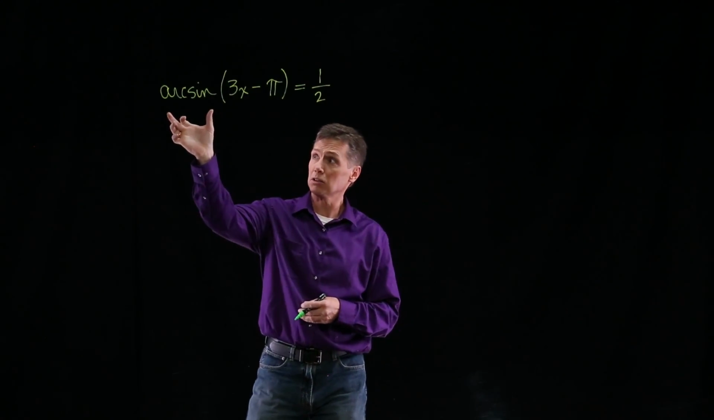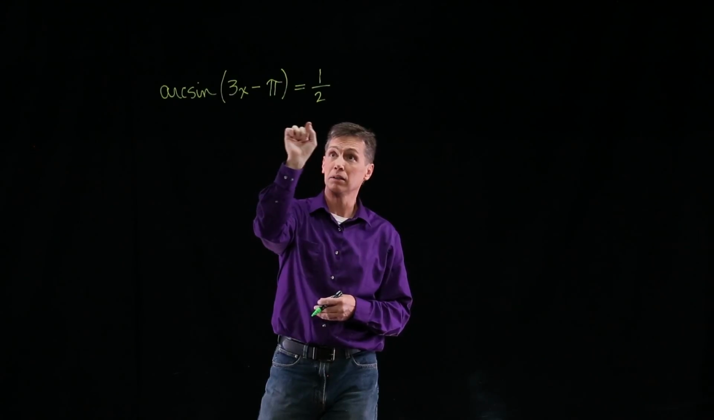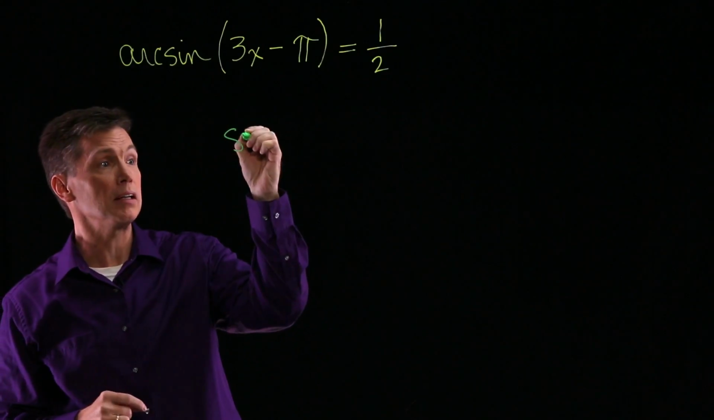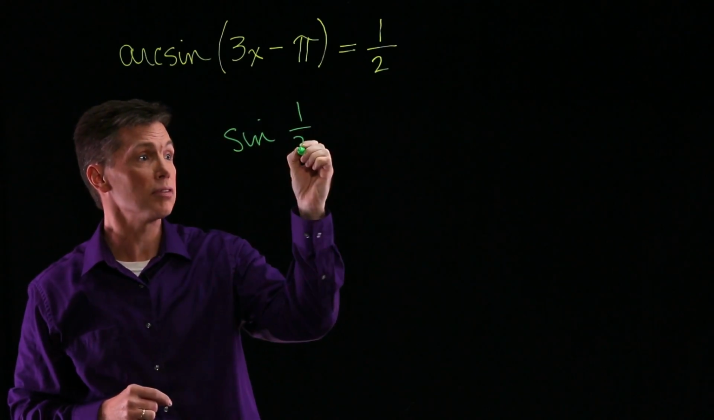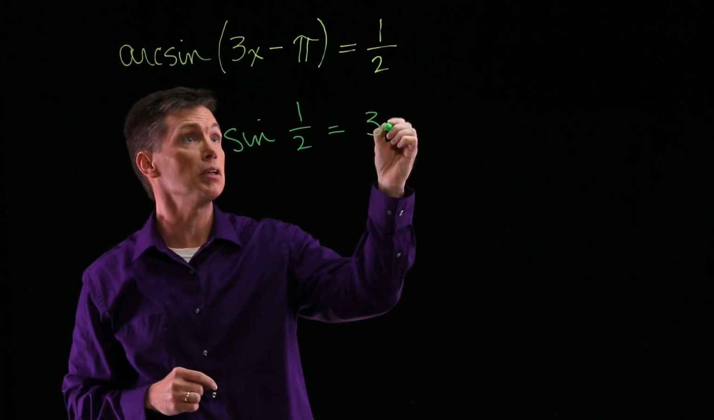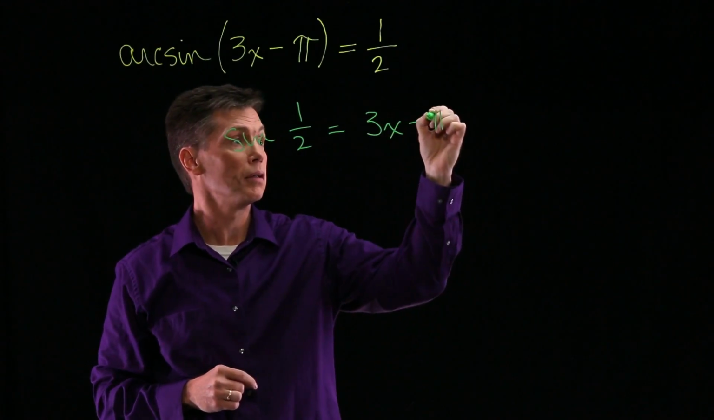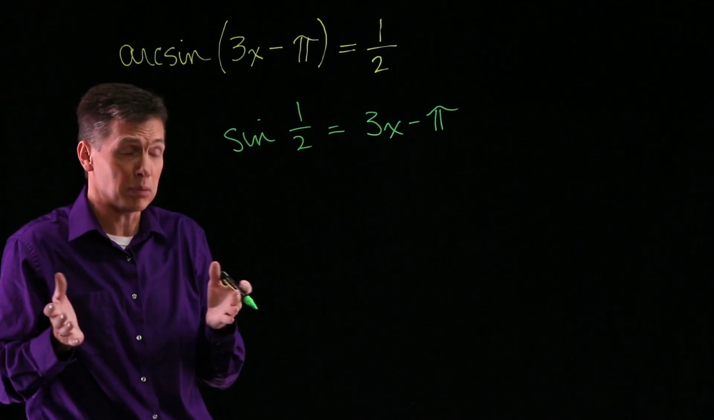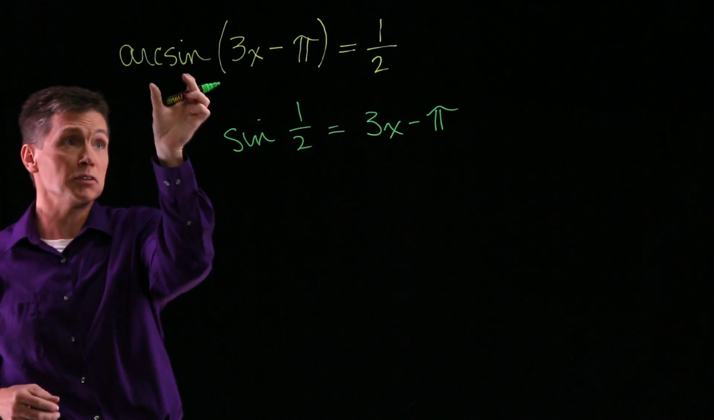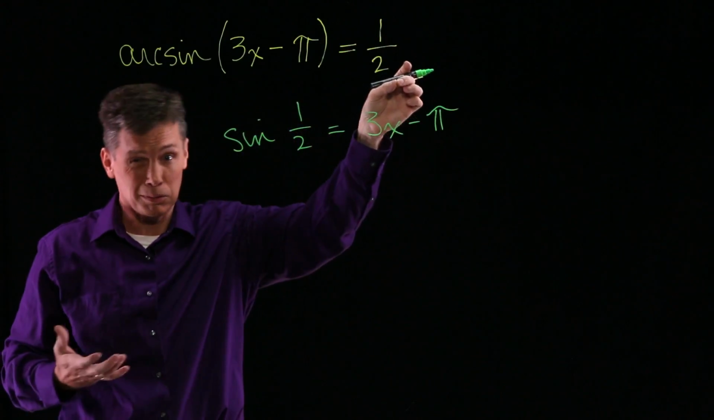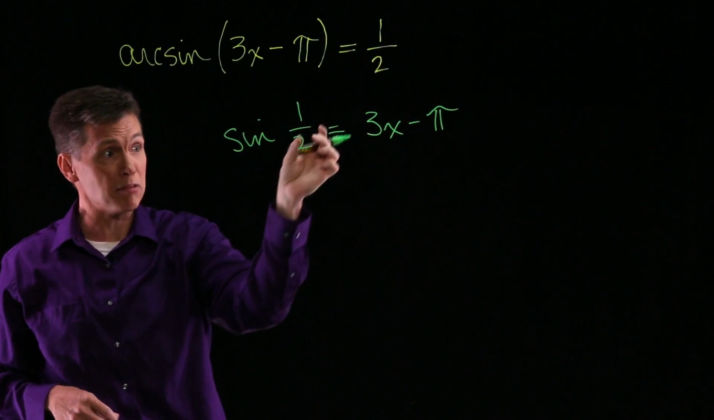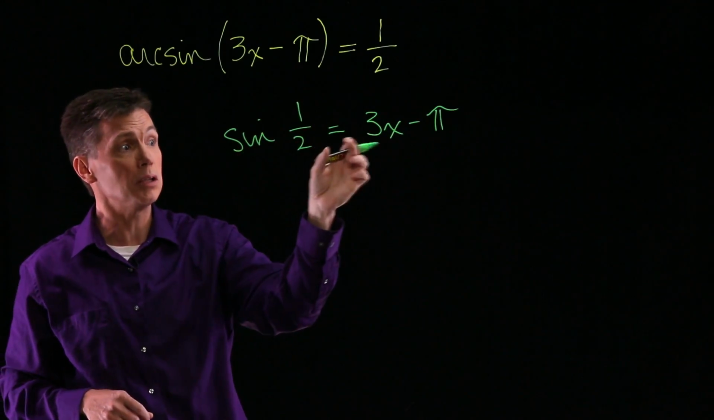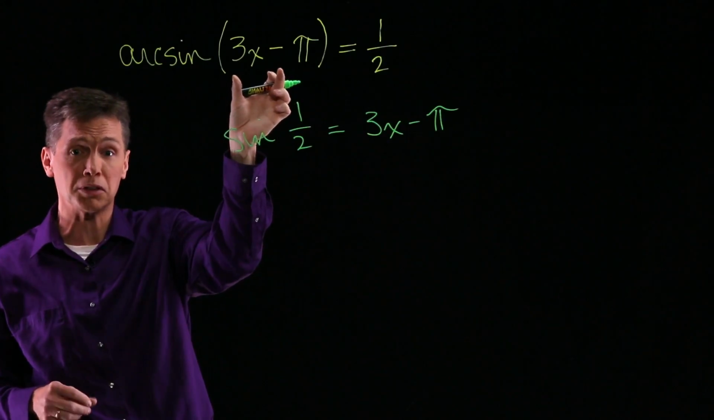What you do is, if the arc sine of 3x minus pi equals 1/2, that's exactly the same as saying the sine of 1/2 equals 3x minus pi. Just slow down there for a second to make sure you understand. That first step, that's the key to this type of problem. The arc sine of something equals whatever, in this case a half, that 1/2 becomes the argument of your regular old trig function, the sine in this case, and that equals what's inside of the inverse trig function argument.